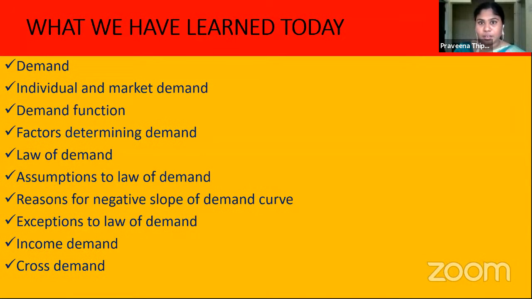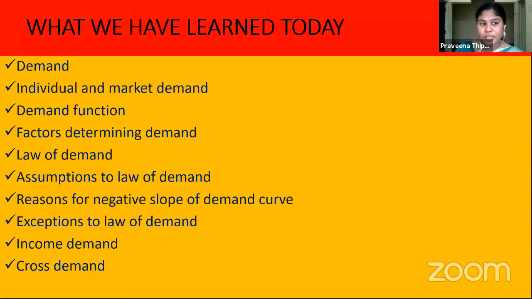So children, I hope you all have understood the lesson. Let us recollect what we have learned today in this session. So children, we have learned what is meant by demand. Demand is the desire. We should have a desire and we should have the purchasing power to buy that commodity. And we also have learned about the individual and market demand schedules and individual and market demand curves. And we also have learned what a demand function is. And we also have learned what the factors are. There are various factors which decide the demand for a commodity.